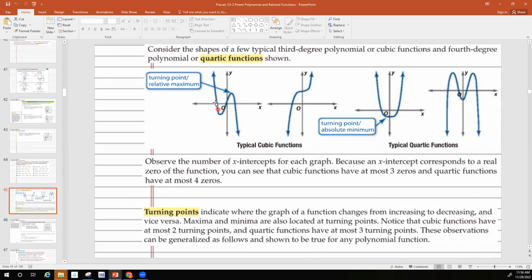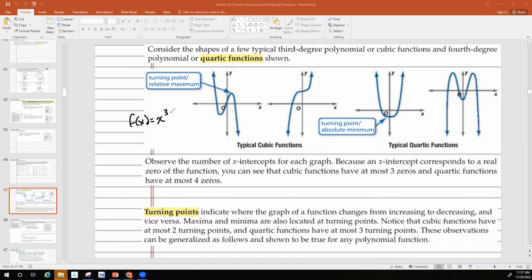And notice the zeros here. For cubic, we have 1, 2, 3, or we just have 1. For the quartic, we have 1, 2, or we have 1, 2, 3, 4. All right. So what we're noticing is that quartic functions can have at most 4 zeros. And cubic functions can have at most 3 zeros. Now, if you're wondering, is that related to their degree? The answer is yes.